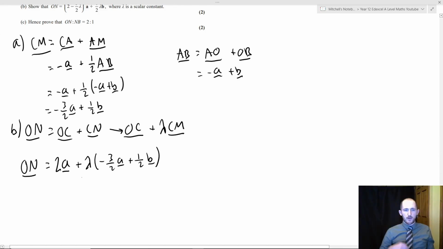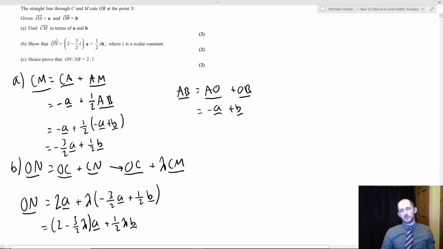And now all we need to do is expand this and show that it's the same thing. So in terms of my a's, I'm going to have 2 minus 3 over 2 lambda a, and for b's it's just going to be a half lambda b, which is exactly what it asks for over here.